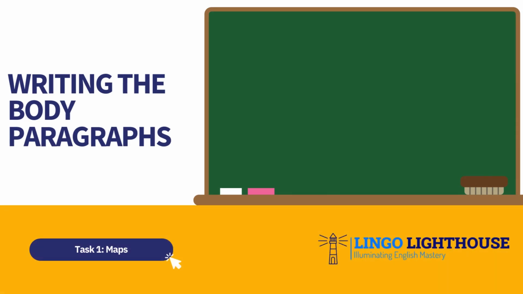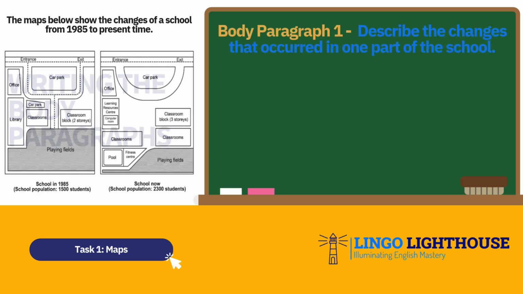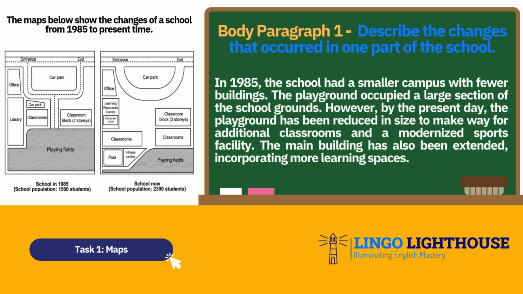Now, let's move on to the body paragraphs. These should describe the changes in detail. A good approach is to divide the description into 2 logical parts: changes in one area of the school and then another. In 1985, the school had a smaller campus with fewer buildings. The playground occupied a large section of the school grounds. However, by the present day, the playground has been reduced in size to make way for additional classrooms and a modernized sports facility. The main building has also been extended, incorporating more learning spaces.